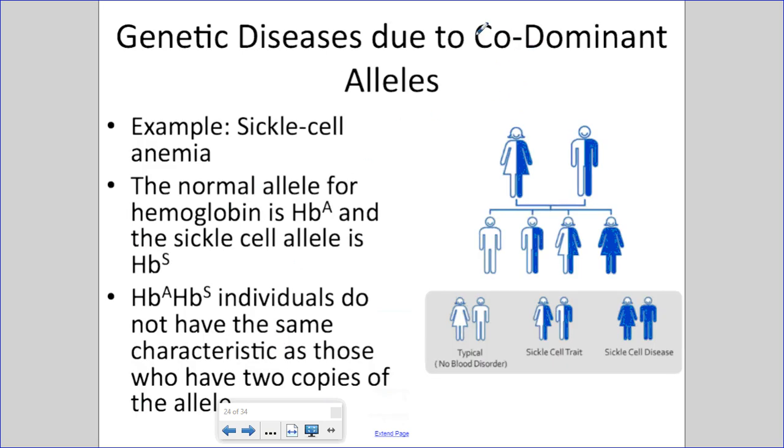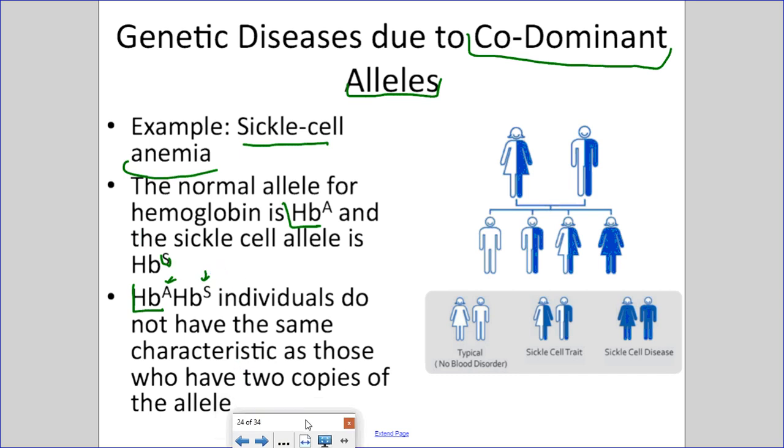There are genetic diseases that are due to codominant alleles that we touched on in the previous video. That example is sickle cell anemia. As we discussed in the previous video, the normal allele for hemoglobin is HB superscript A, and the sickle cell allele is HB superscript S. An individual who is heterozygous, having both the normal allele and the affected allele, does not have the same characteristics as those who have two copies of the affected allele.